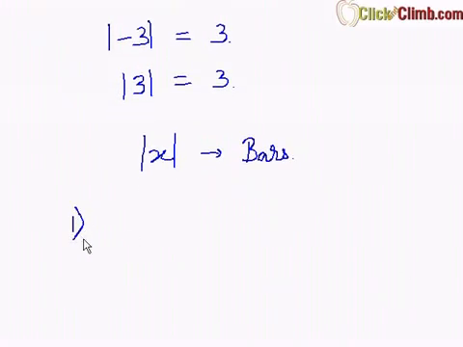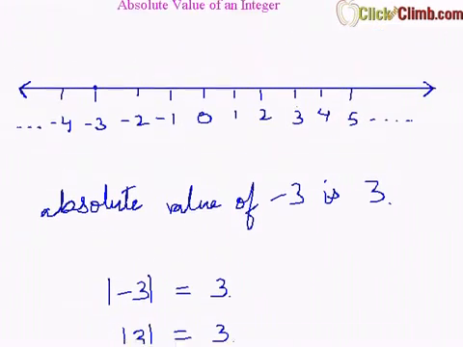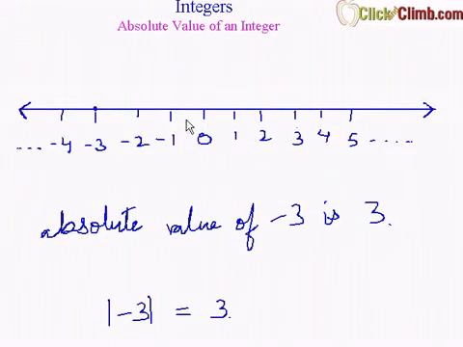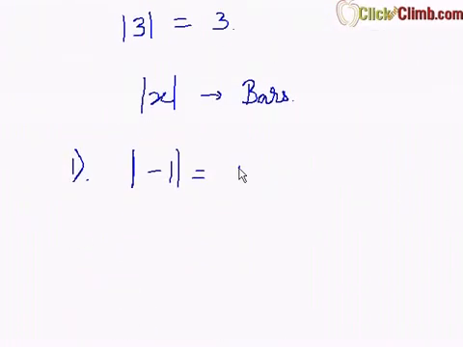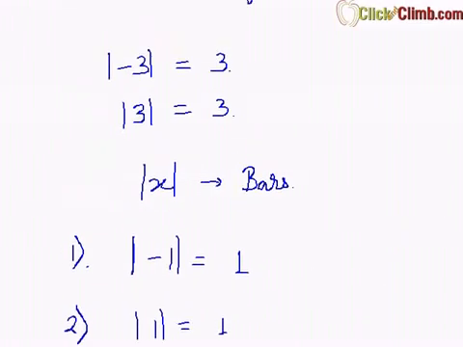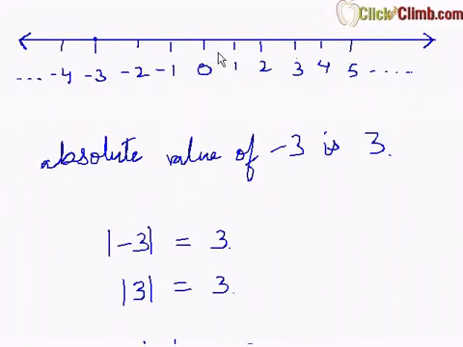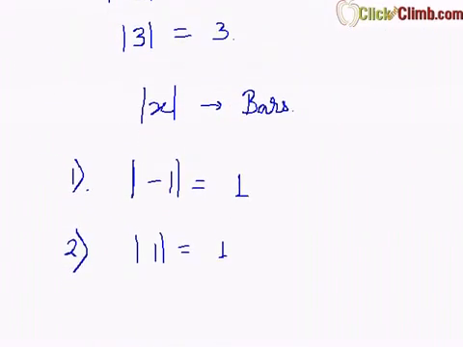So the first example that I take is, let us try to find the absolute value of -1. Now as I told you, the absolute value means the distance of the integer from the number 0. So let us see the number line again, and I can see that -1 is at a distance of just 1 unit from 0. So the absolute value of -1 is 1, and also the absolute value of 1 is 1, because the positive integer 1 is also just 1 unit away from the number 0. So the absolute value of +1 is also 1.